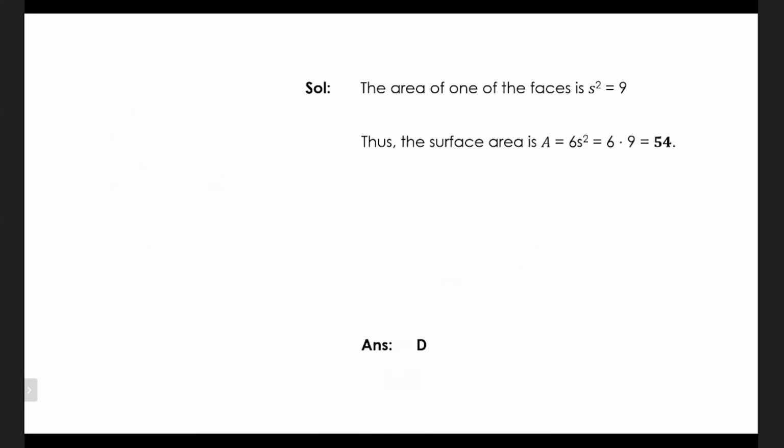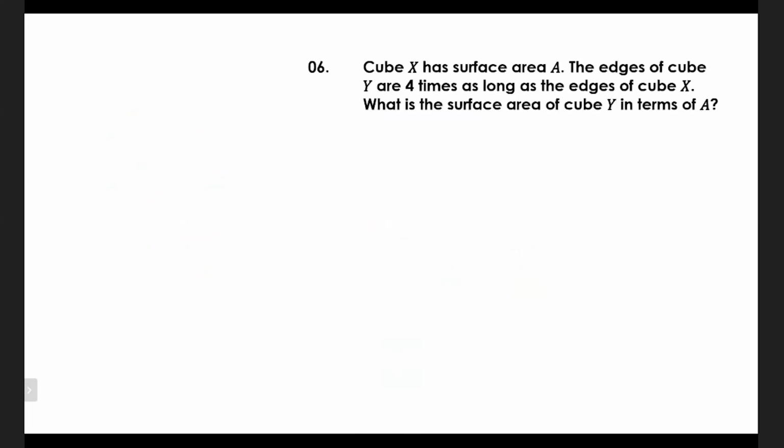Okay, let us go to the next question. Cube X has surface area A. So A is 6s square. The edges of cube Y are... So this is cube X and there is cube Y. There are two different things. Side of cube X is S1, we call.